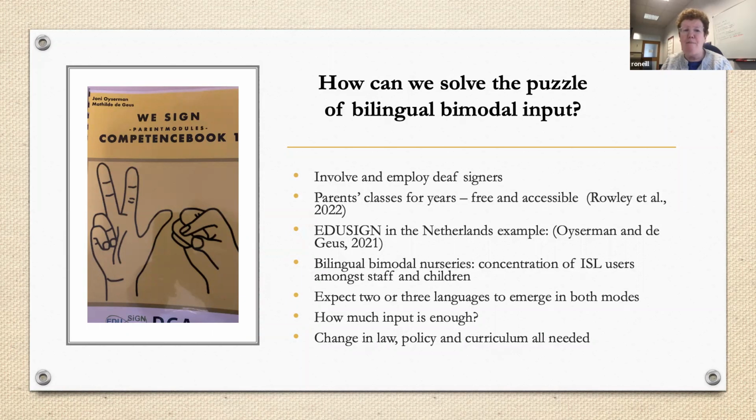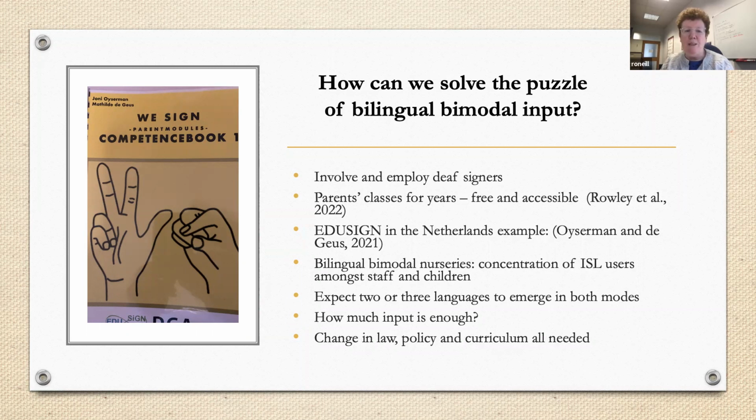They are prepared to share their method and share their materials and adapt them to other countries. And I am, within the UK, very interested in trying to work out how we can do that better, how we can adapt their materials so that there is actually something to offer parents. In cities, it's much easier to think about bilingual, bimodal nurseries, where you could get a concentration in Ireland of ISL users amongst staff and children, having as large a number as possible. But Scotland, like Ireland, is a rural country, and that's not easy to do in a rural situation.